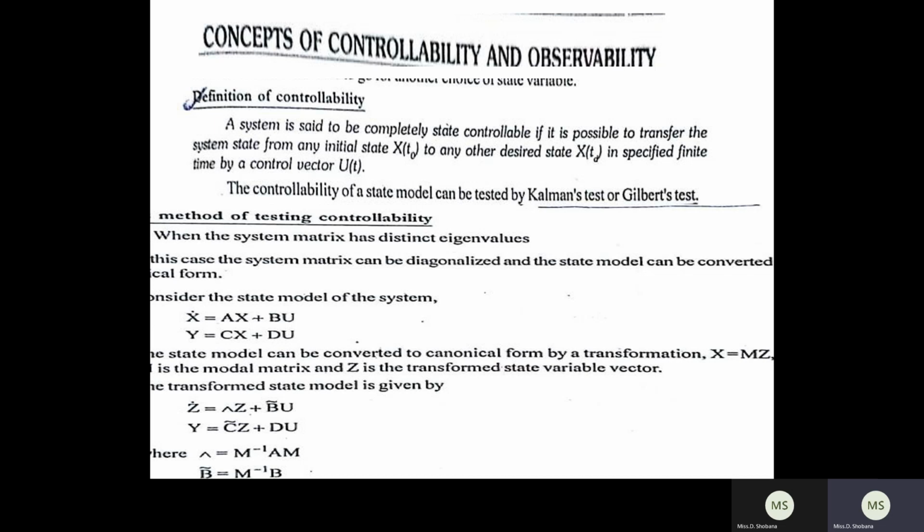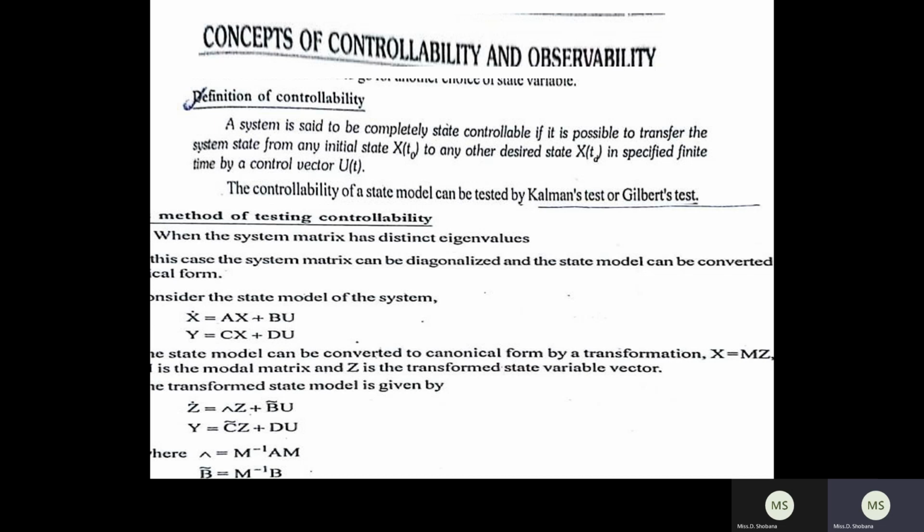So here you can see z dot is equal to A vector into z plus B vector into u, and y is equal to C vector into z plus D into u. Here the A vector is nothing but your diagonal matrix, which can be M inverse into A into M. M is nothing but your model matrix, and its inverse will be M inverse. The model matrix can be obtained by the Vandermonde matrix or otherwise by using eigenvalues and eigenvectors. And then the B vector is nothing but M inverse B, and the C vector is nothing but C into M. So these are very important things to determine the controllability and observability of the system.